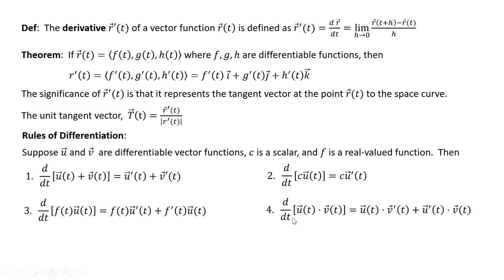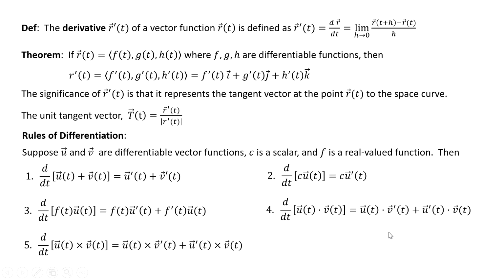Okay, what about the dot product? Derivative of a dot product, guess what? That same old product rule applies. The only thing is, instead of saying the first function times the derivative of the second function, we say the first function dotted with the derivative of the second function, plus the derivative of the first function dotted with the second function. Cool. So u prime of t dotted with v of t.